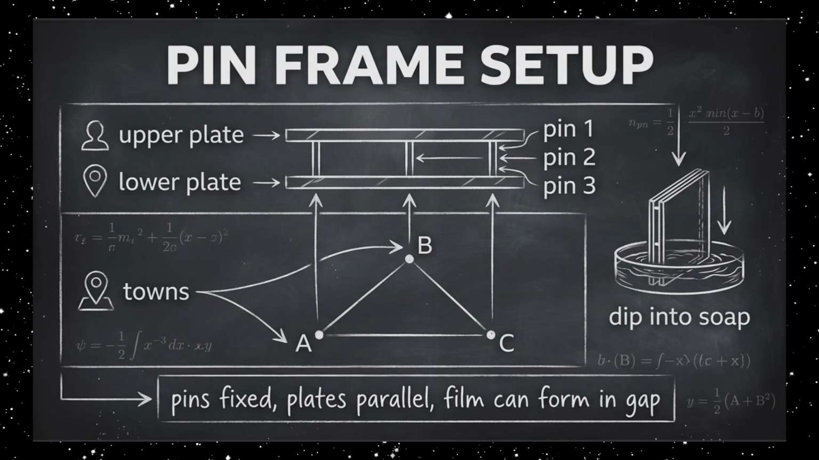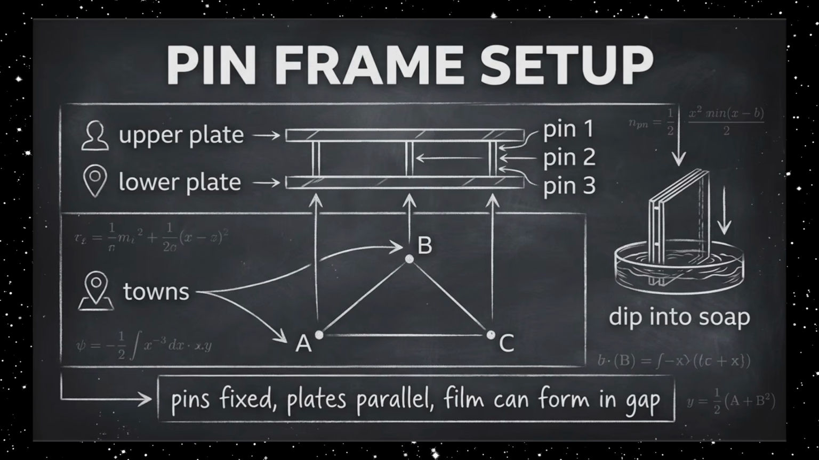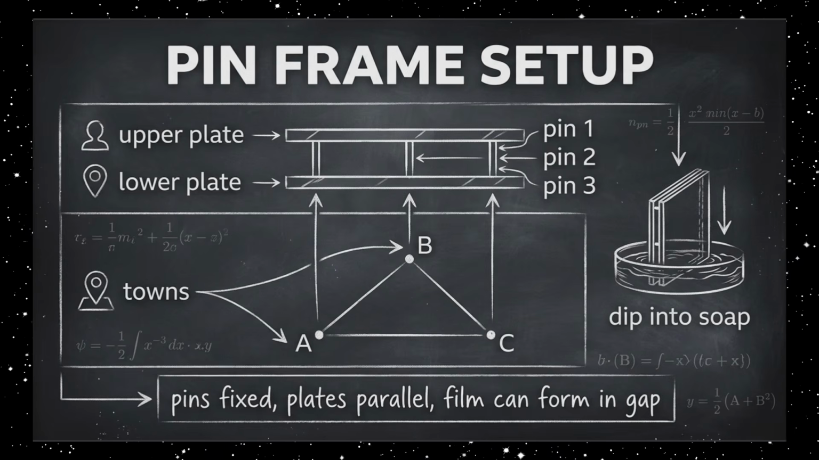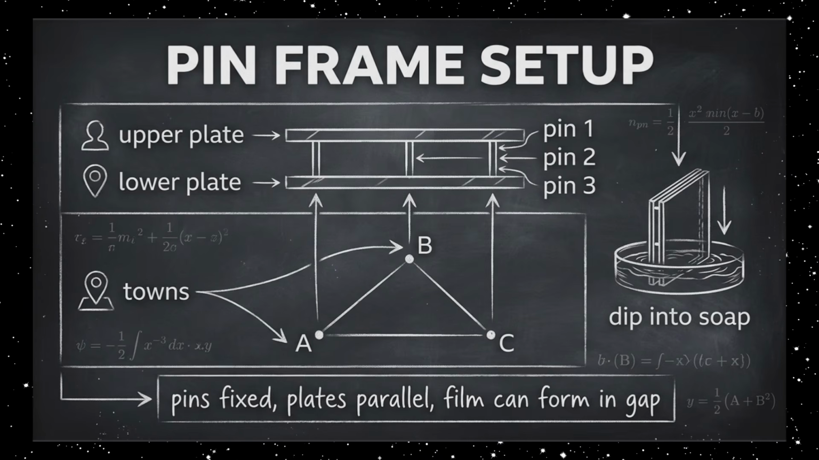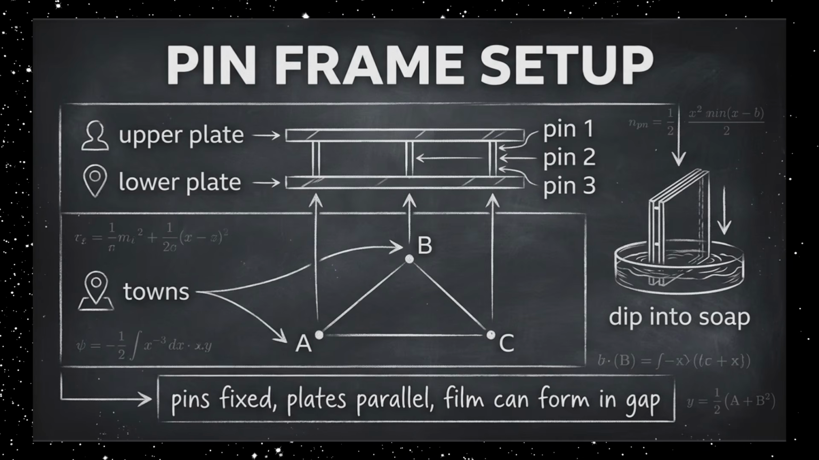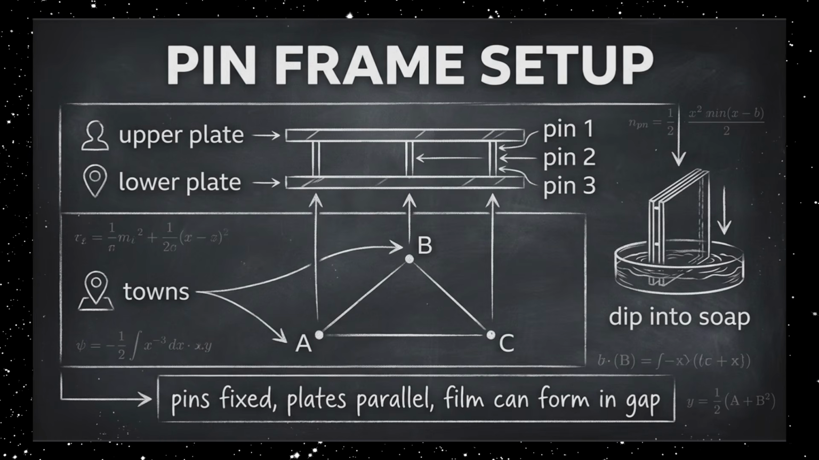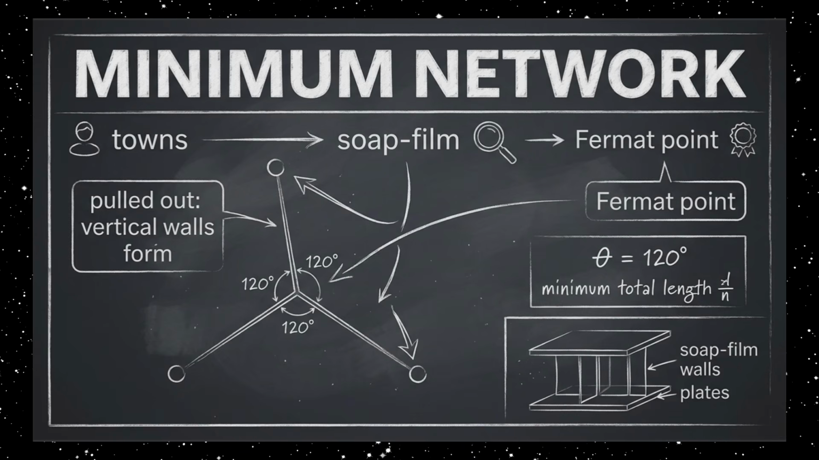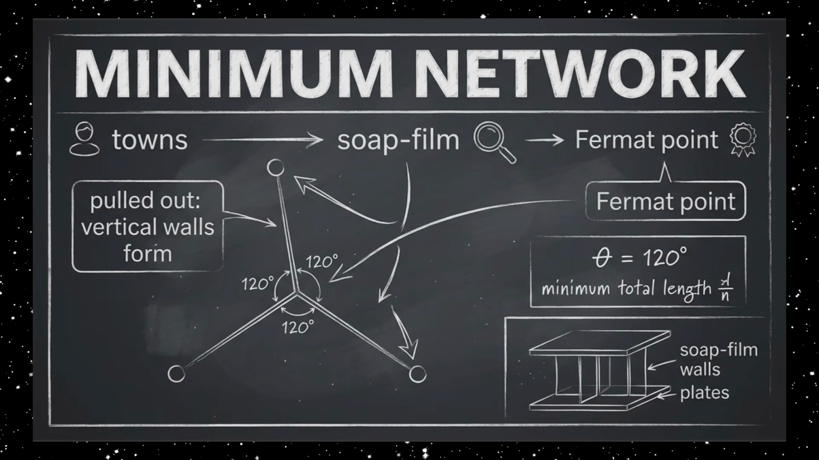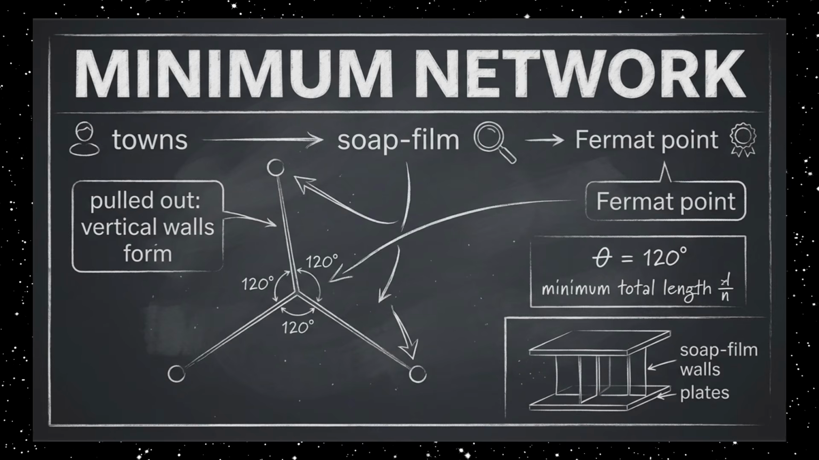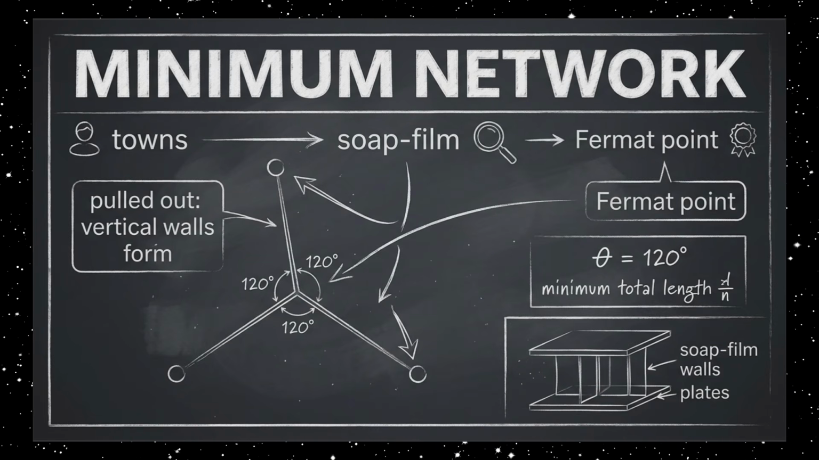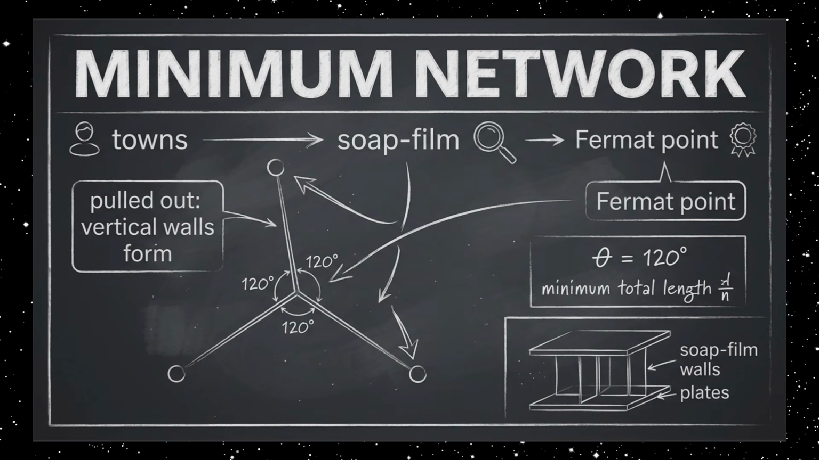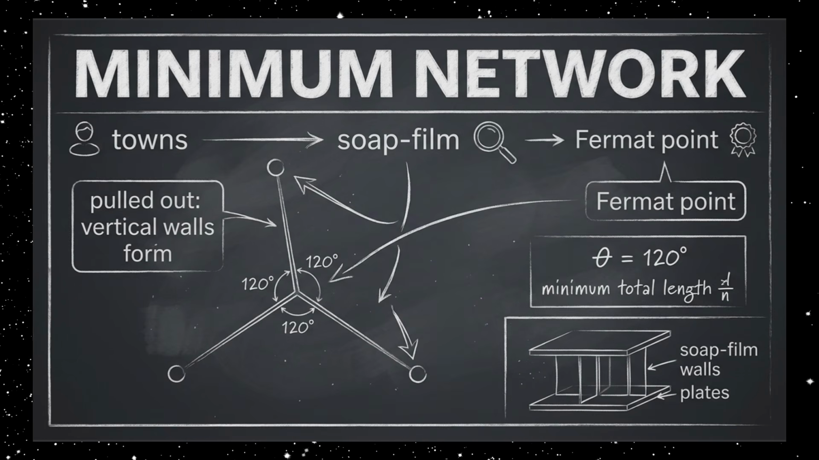Take 2 parallel sheets of clear glass or plastic. Drill 3 pins through both sheets, perpendicular to the surface, positioned at the locations of your 3 towns. The pins bridge the gap between the 2 plates. Now dip the whole sandwich into soapy water. Pull it out. The soap film stretches between the pins, forming thin vertical walls, and those walls arrange themselves into exactly the minimum network connecting the 3 points. 3 walls meeting at a central junction at 120 degrees, the Fermat point.